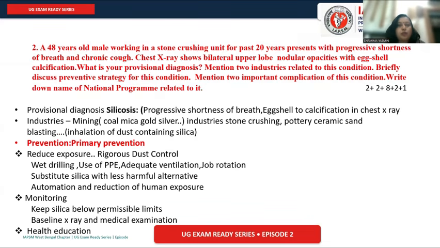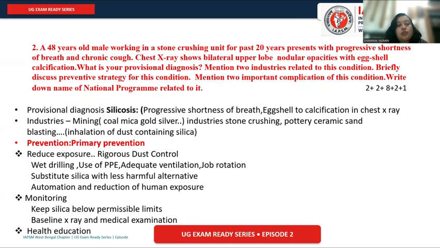Question 2 of paper 2, we have a question from occupational disease, where we have a 48-year-old male patient working in a stone crushing unit, who comes with progressive shortness of breath. So it points towards pneumoconiosis. X-ray shows upper lobe nodular opacities with egg shell calcification. Hence, as a provisional diagnosis, we can think it to be silicosis.